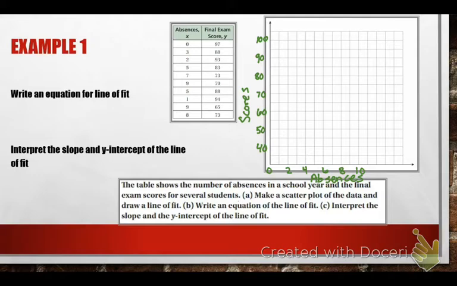Okay, so let's start plotting our points. Our first point, my first student has how many absences? 0 absences and scored a 97. So I'm going to go 0, up 97 and plot my point. Again, you're just hitting right in between the 95 and the 100. It's not going to be exactly to the number because we have such a wide range of numbers, but it's close enough.